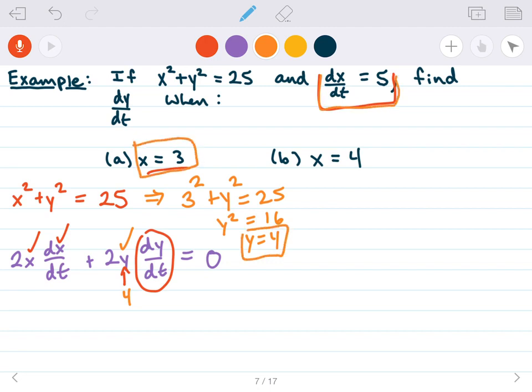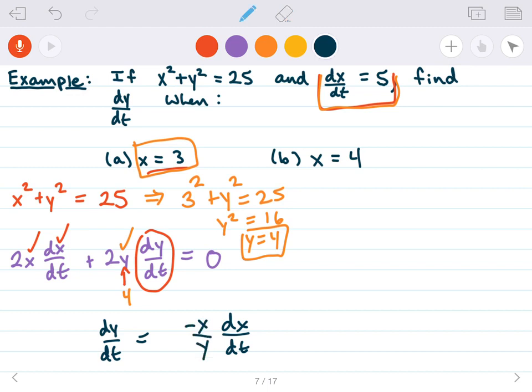Now, what I'm going to do first is isolate the dy dt by first subtracting 2x dx dt from both sides of the equation. And then I'm just going to divide both sides by 2y. So I'm just going to write it like this. And those 2's cancel out. So I have negative x over y.